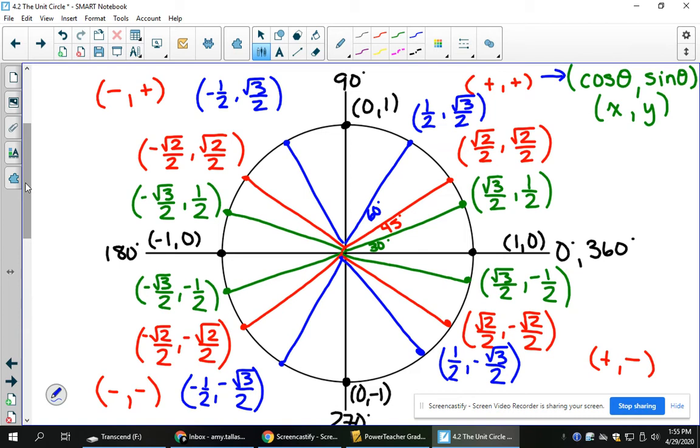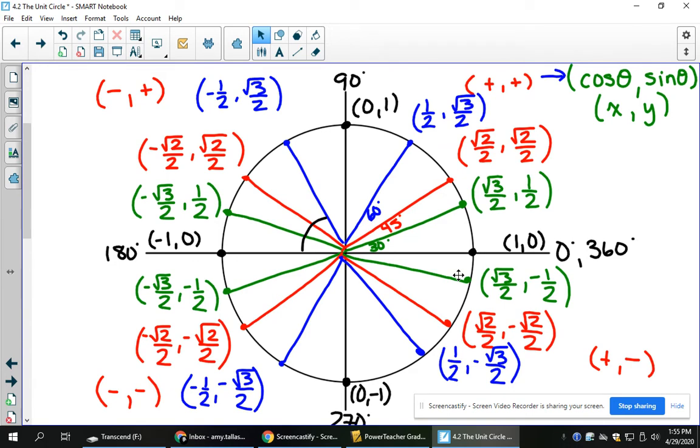Now, what are all of these other colored lines in quadrants 2, 3, and 4 representing? Well, they're representing the original angles that we worked with as a reference angle. So this blue line that we just put in quadrant 2 has the same reference angle as the first quadrant. It just so happens that in the first quadrant, the reference angle is the angle that we were working with. So in quadrant 2, it has a 60-degree reference angle.